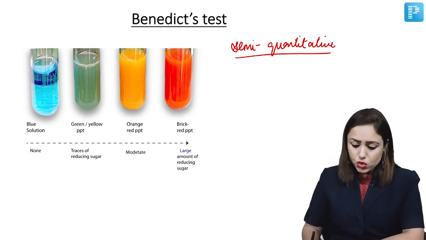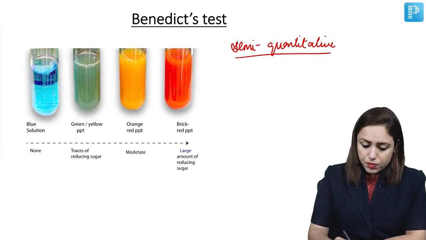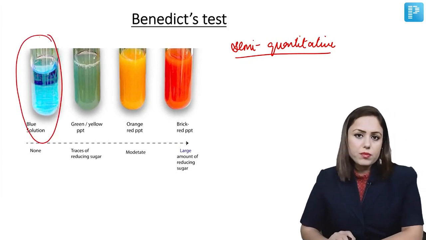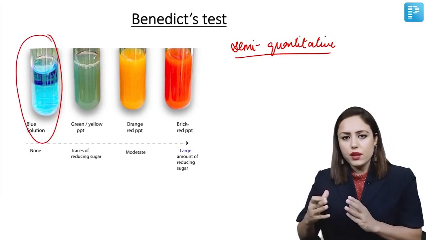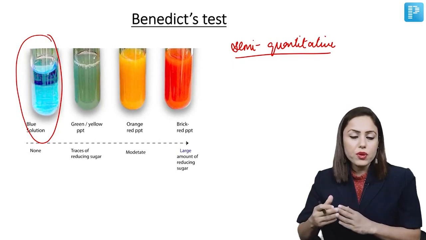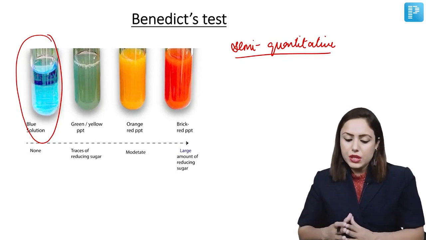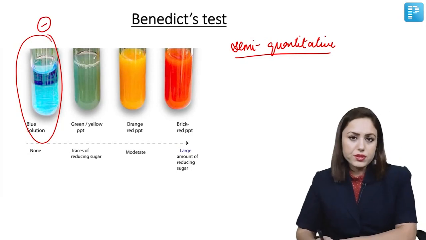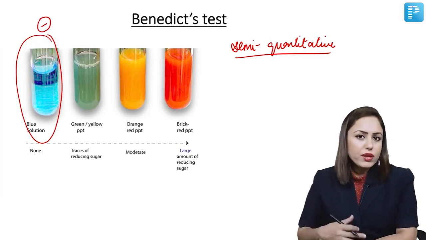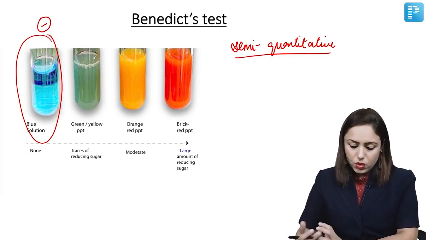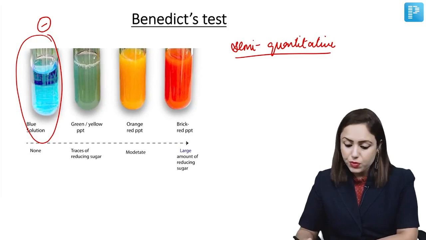Okay, so see here, the Benedict's reagent is blue in color. If after boiling the solution with the sample, blue remains blue, means negative, there is no sugar present. Otherwise there are many colors which can come: green, orange, yellow, brick red precipitates.